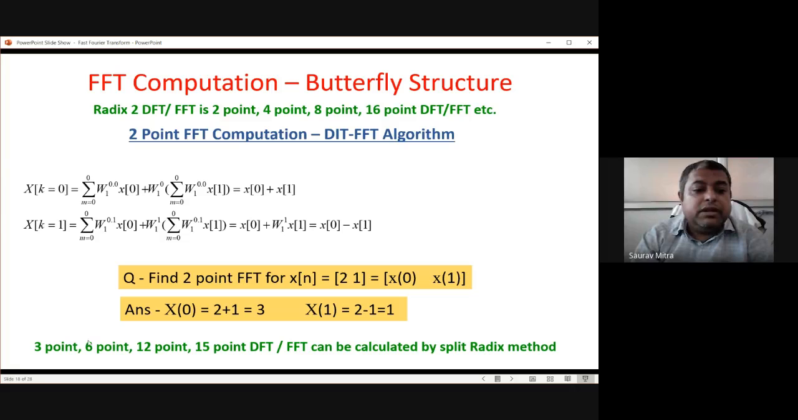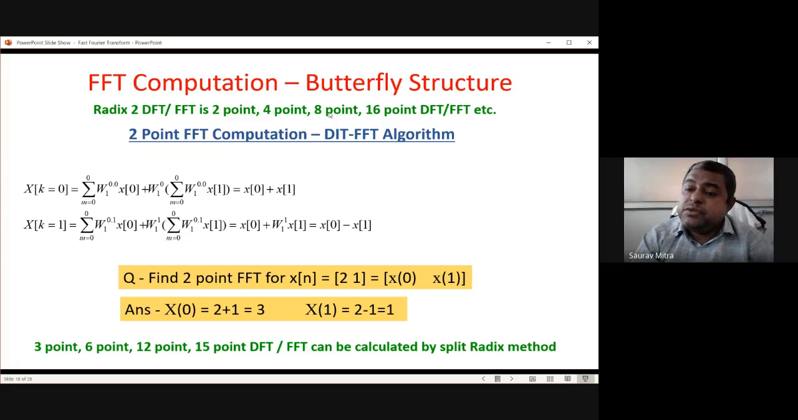This is the 2-point DFT. 3-point, 6-point, 12-point, 15-point DFT and FFT can all be calculated. There is something called split radix DFT. Like you are doing 4-point DFT, 4-point DFT is a radix 2 DFT, where it is 2 raised to 2.